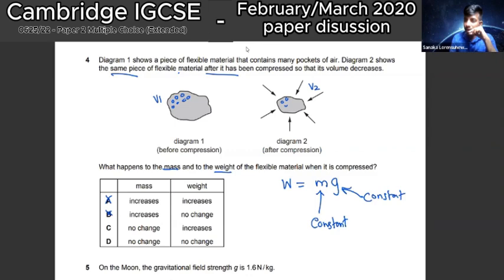And what happened to the weight? Weight is already constant. These two are constant, not changing. Then weight is not changing. And therefore, weight does not change. Then the answer is D. Okay, right.